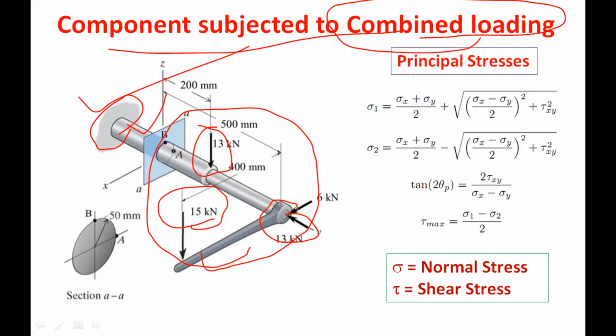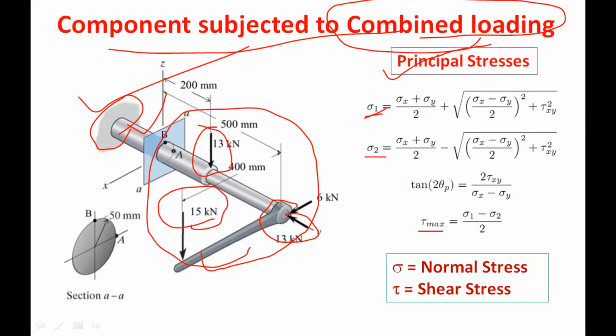For that, the usual practice is to find out the principal stress developed in the material. Based on the principal stress, we will apply the theories of failure to design this particular component. How do we determine the principal stress? We know the formulas for principal stress: maximum principal stress sigma 1, minimum principal stress sigma 2, then maximum shear stress tau max, like that.